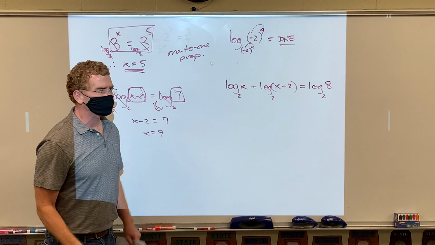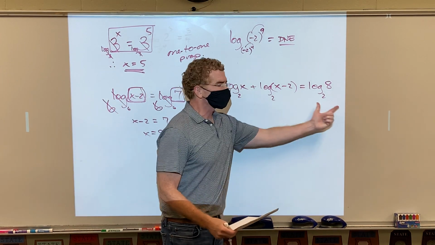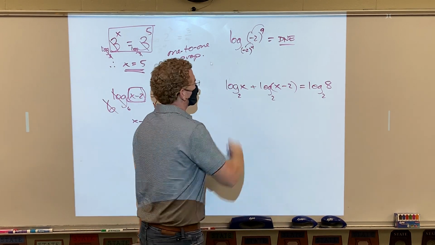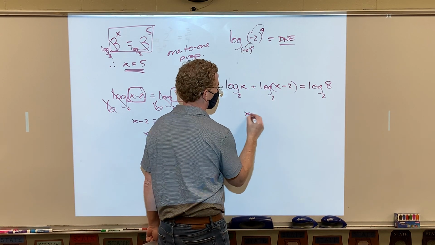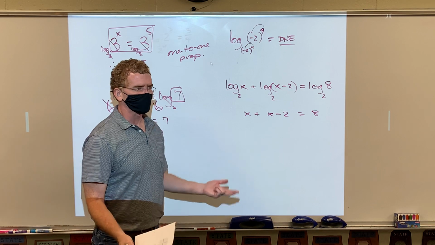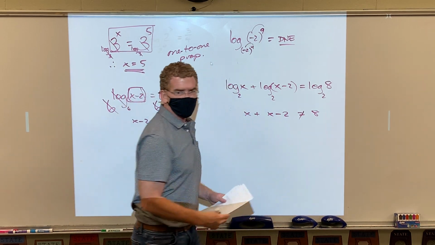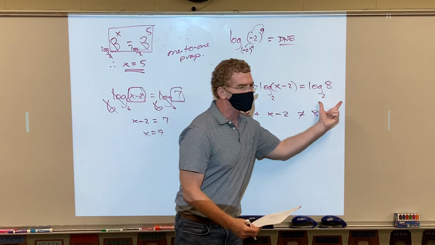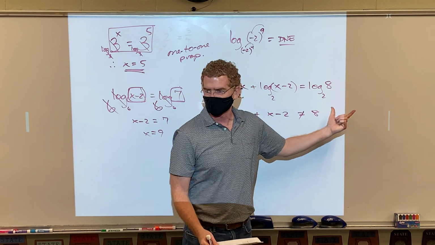I get people all the time that go, oh, the left side and the right side are exactly the same. So I can just cancel out the logs and do this. And I go, what do you mean the left and the right? This is not right. What do you mean the left and the right are the same? That is 2 logs. This is 1 log. Those are not exactly the same, are they?